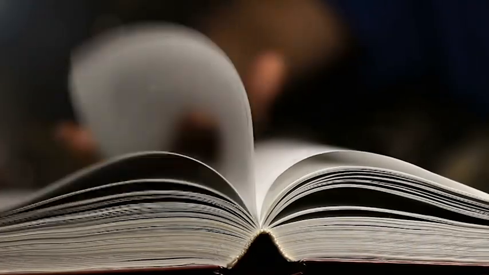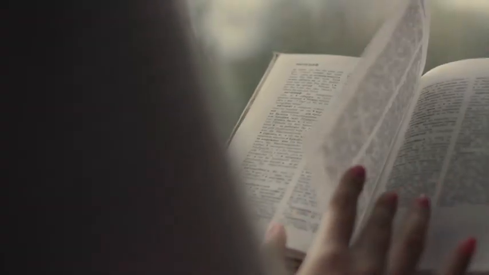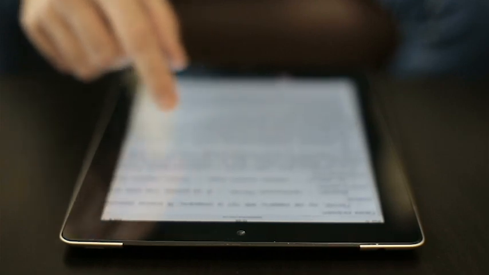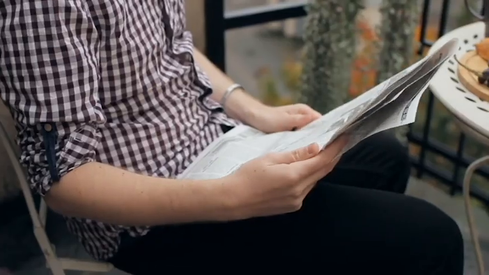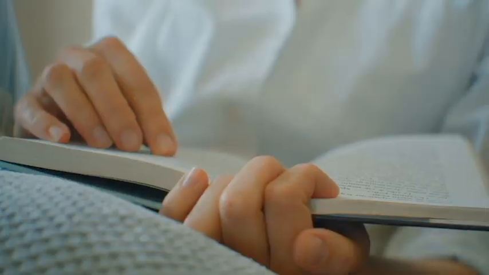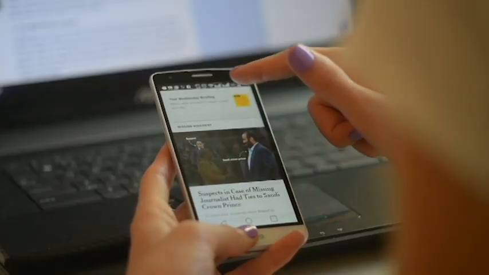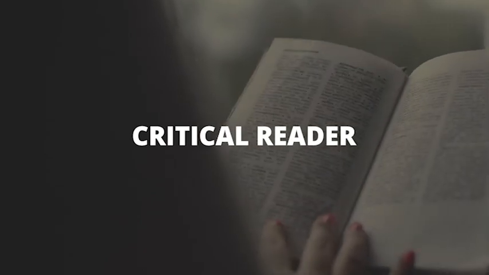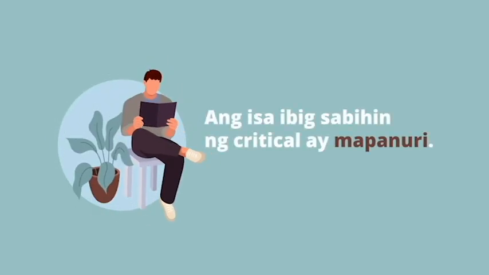Today, we are going to tackle a skill that's essential to our daily lives. It's something that will help us process information we gather from reading newspapers, magazines, books, and even online articles. We are going to talk about being a critical reader. Ang ibig sabihin ng critical ay mapanuri.